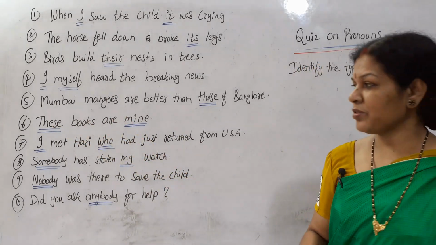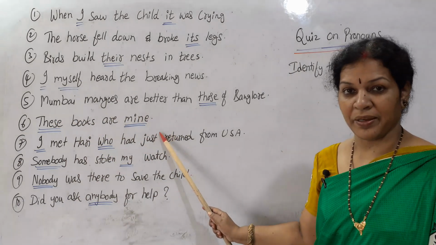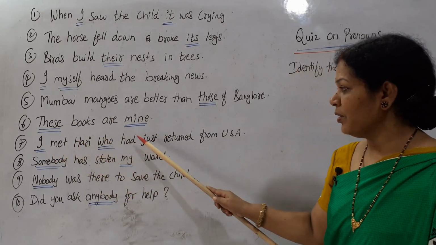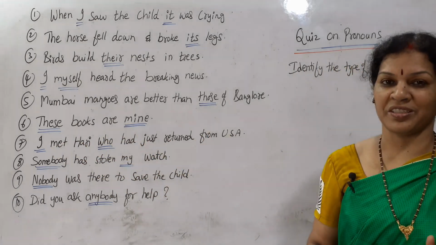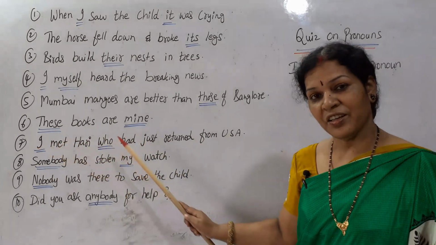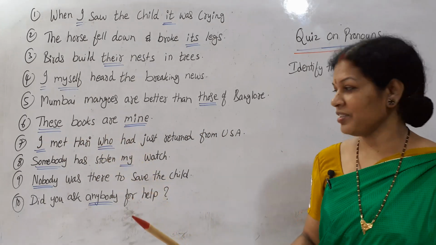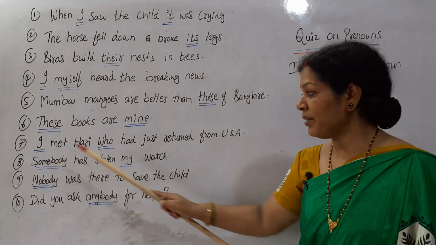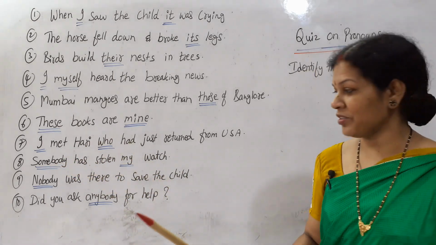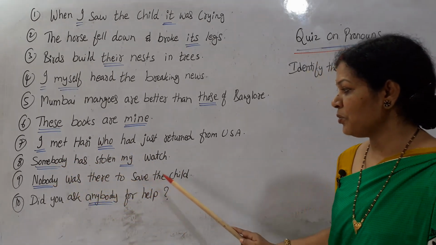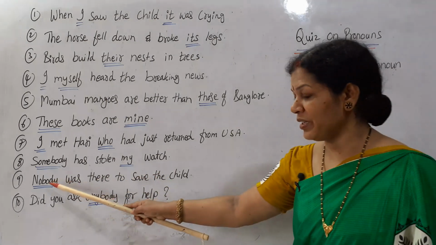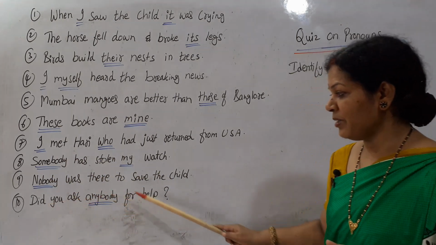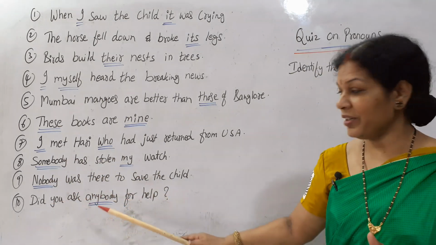These books are mine. Here also two pronouns are there, these and mine. Next, seventh one: I met Hari who had just returned from USA. Here I and who, both are pronouns. Somebody has stolen my watch. Here somebody and my, both are pronouns. Nobody was there to save the child. Nobody is also a pronoun. Did you ask anybody for help? Anybody is a pronoun.